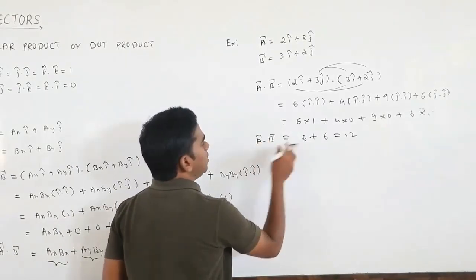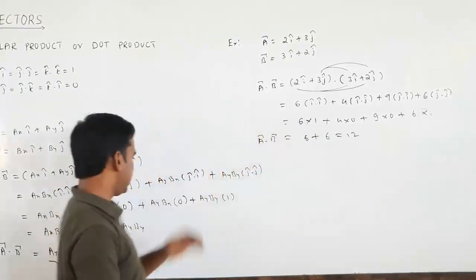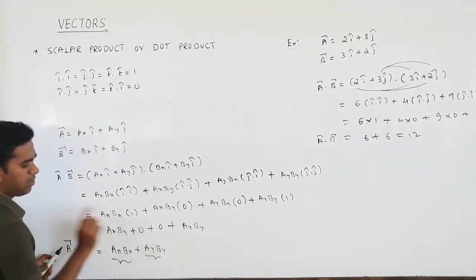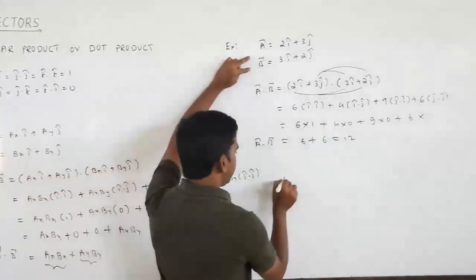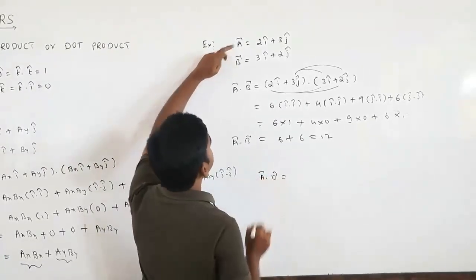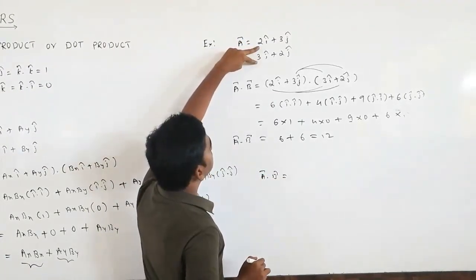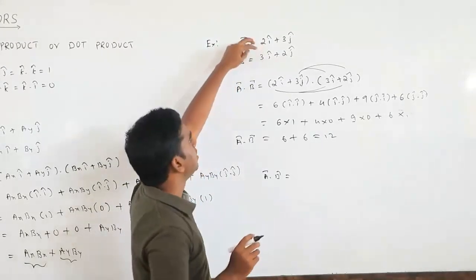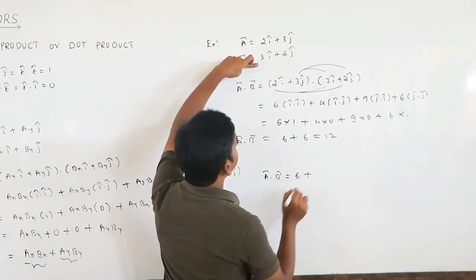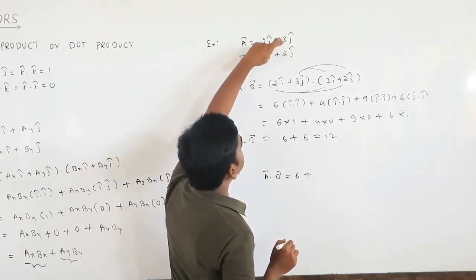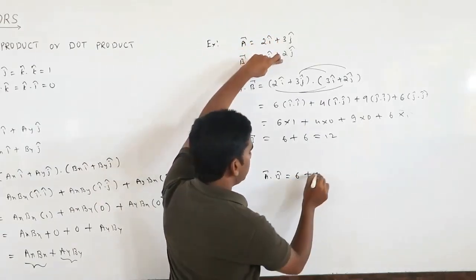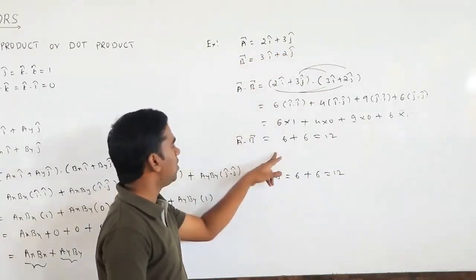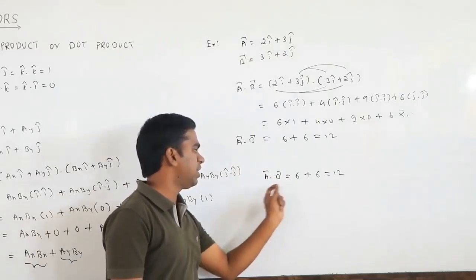That is a dot b. So no need to do all this process, because directly we got the solution: ax bx plus ay by. So directly multiply ax and bx. This is ax and this is bx. I cap is there, means they are along the x. So 2 into 3, 6. Then multiply ay by: these two are ay by. So 3 into 2, 6. The answer will be 12 directly. So no need to follow all this process. In one line you can get the answer.